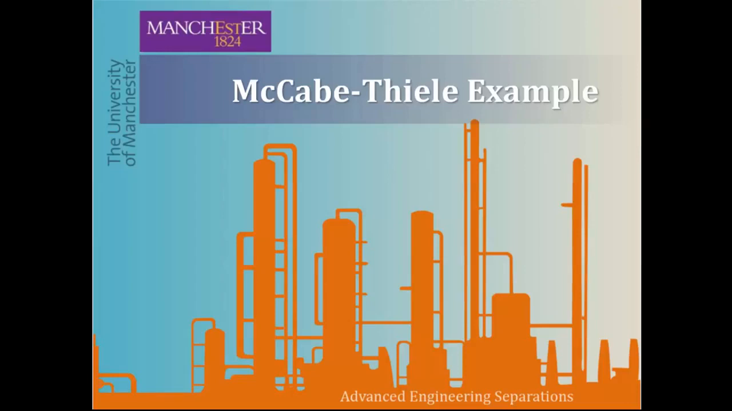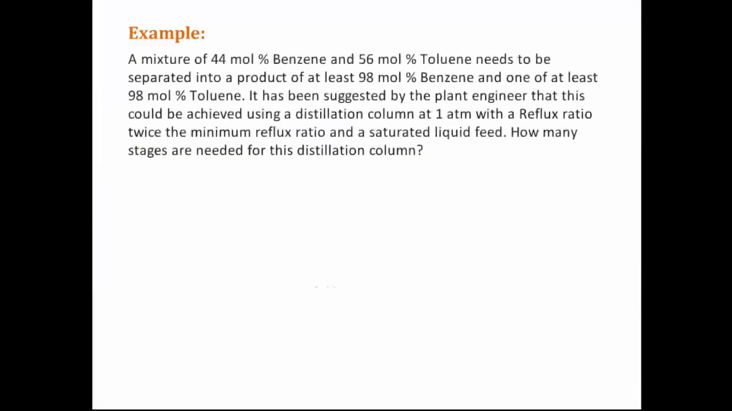For example, we will use the McCabe-Thiele method to solve a binary distillation problem. The question says that a mixture of 44% benzene and 56% toluene needs to be separated into a product of at least 98% benzene and one of at least 98% toluene. It has been suggested by the plant engineer that this could be achieved using a distillation column at 1 atmosphere with a reflux ratio twice the minimum reflux ratio and a saturated liquid feed. We need to know how many stages are needed in the distillation column.